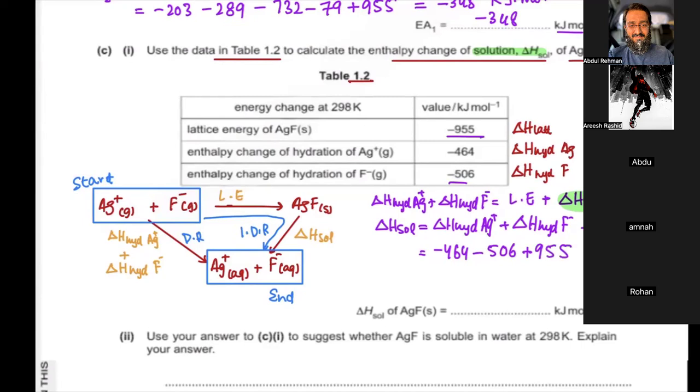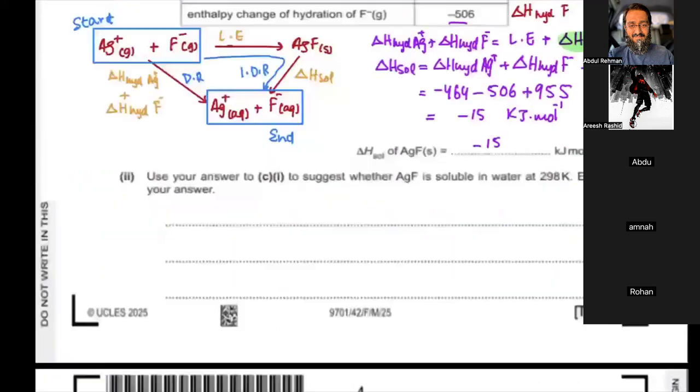Can anyone solve it and tell me the answer? Okay, so what we are getting is minus 15 kilojoule per mole. So it is going to be minus 15 kilojoule per mole. Is this clear to all of you? Okay. Now, next part.